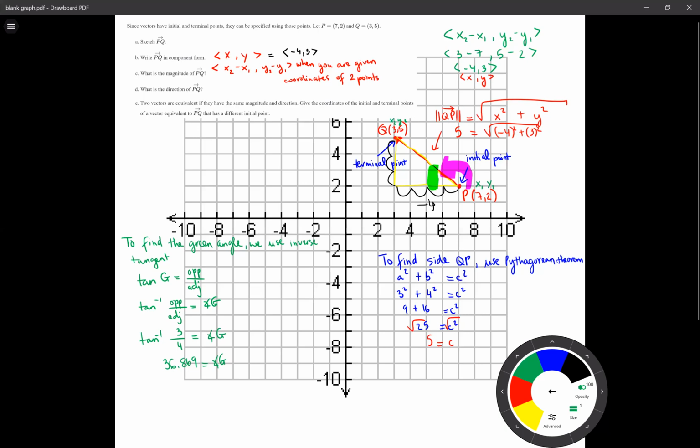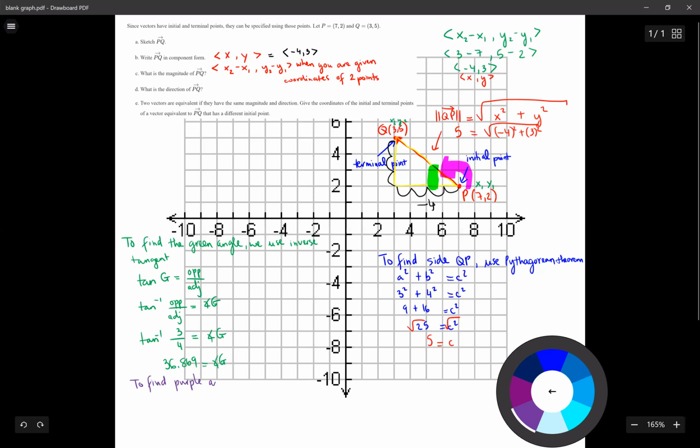So then the actual angle for the purple angle. To find the purple angle, we have 180 degrees because they are a straight angle together, so we subtract what we just found, 36.87 degrees, and we get 143.13 degrees. Thank you guys. So that will be the direction of vector PQ.